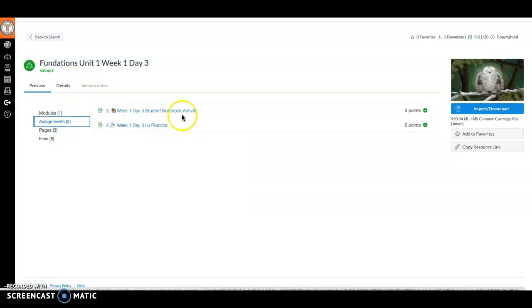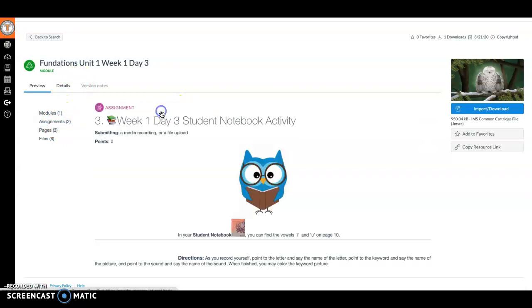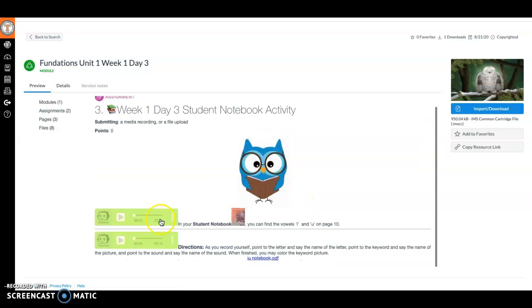And the assignments, here's an example of an assignment. Did you see the student? And again, the instructions, you can play them. In the notebook, you can find the vowels I and U on page 10. And again, more directions for the assignment.